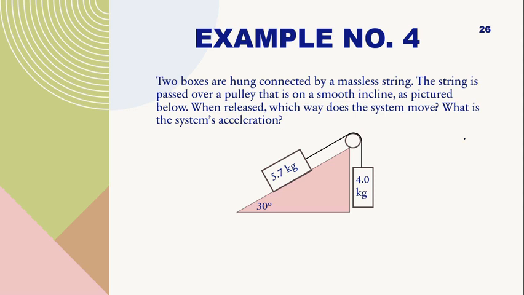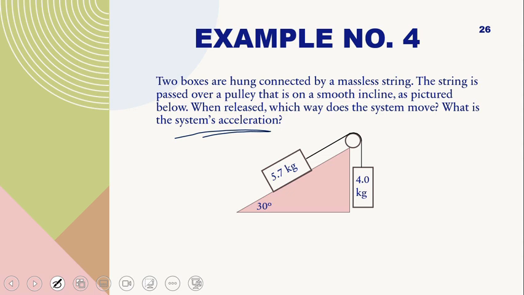Okay, so again, remember, smooth is a keyword for frictionless, so we're going to completely disregard friction in this problem. We're looking for the system's acceleration. This means that the tension can be discounted because it's an internal force to the system and doesn't affect the whole system's acceleration. So to see which way the box moves, we want to compare the gravitational forces on the two boxes to figure out which box has the greatest force exerted on it.